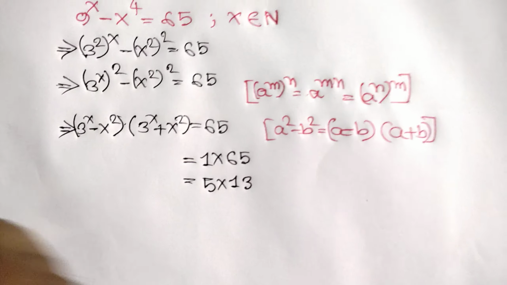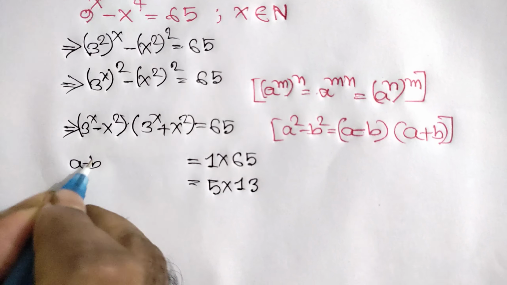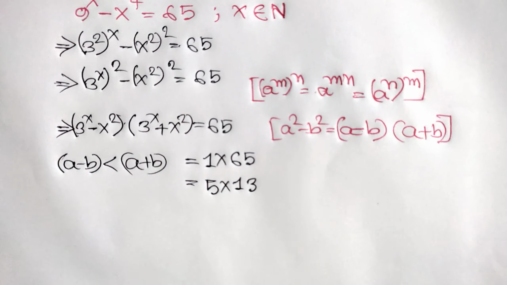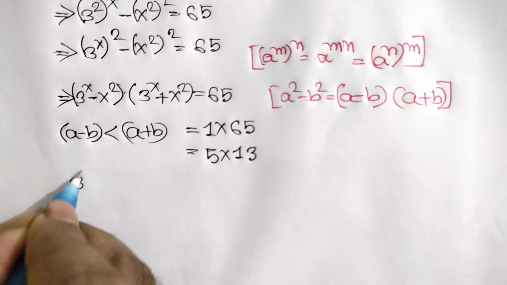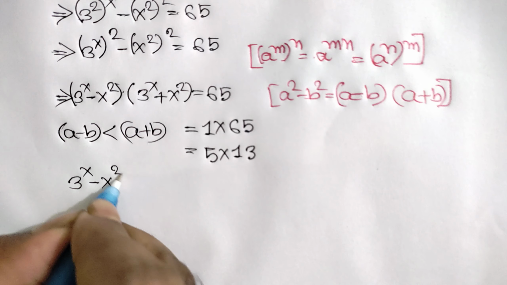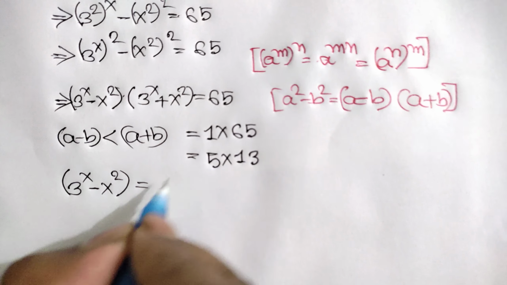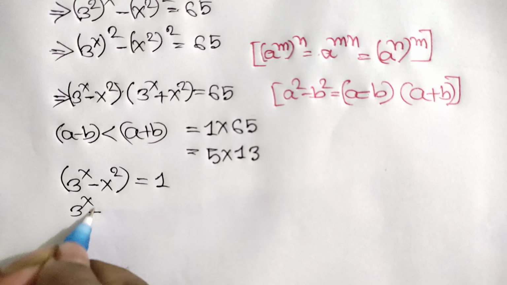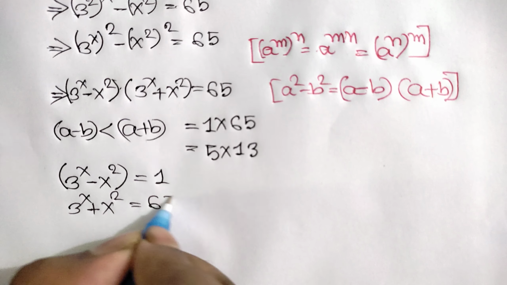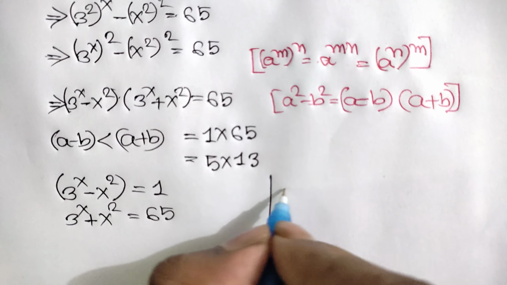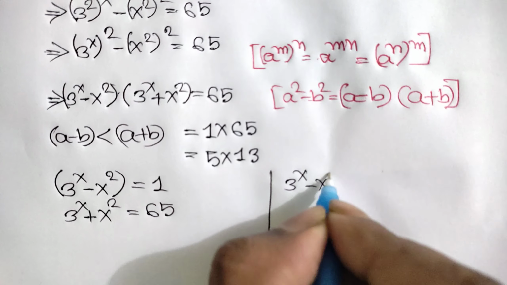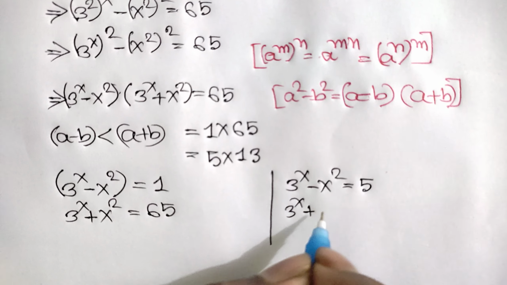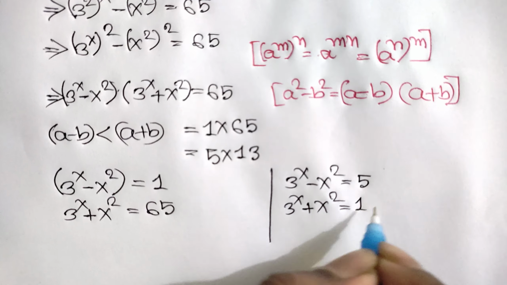We know a minus b is always less than a plus b. So comparing both sides, we can write 3 to the power x minus 2 to the power x is equal to 1 and 3 to the power x plus 2 to the power x is equal to 65, and 3 to the power x minus 2 to the power x is equal to 5 and 3 to the power x plus 2 to the power x is equal to 13.